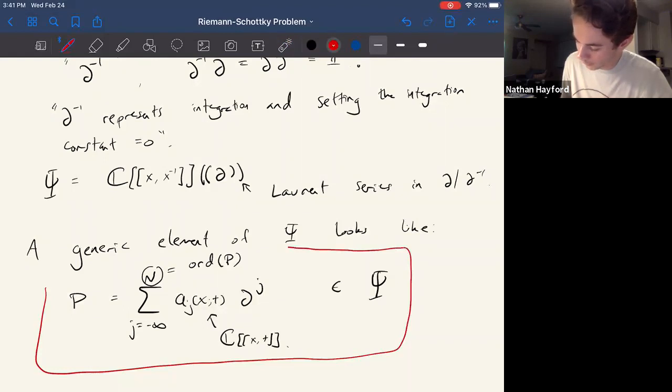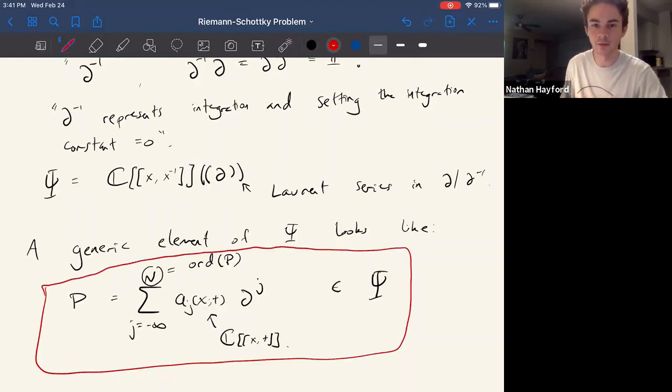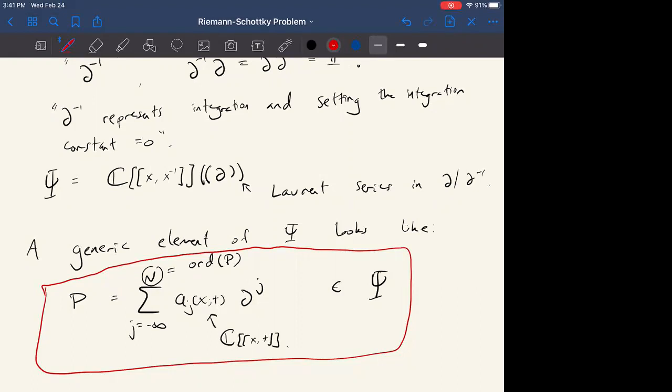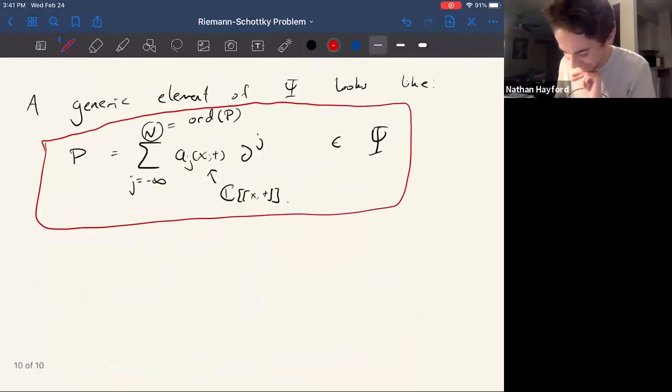So is everyone okay with how the generic objects in here look? How they act? I can explain that in a second. Does it look okay? It's a little scary looking at first, but you get used to it. So any questions about at least the definition? I'll take that as a no. Okay, good.